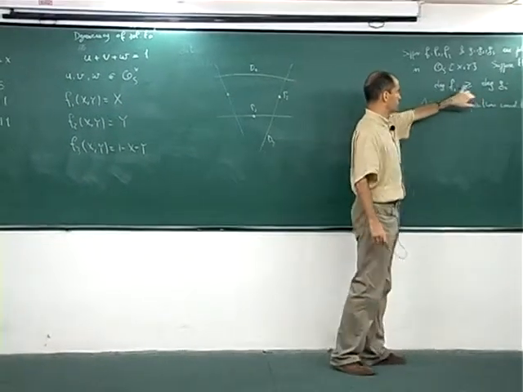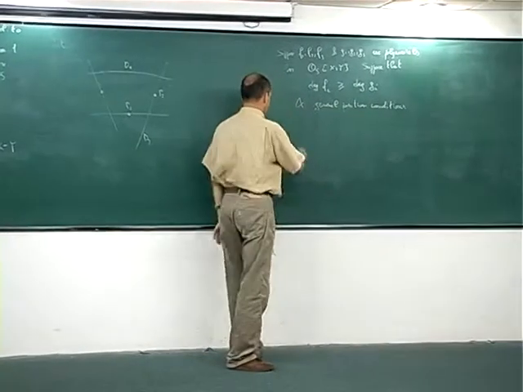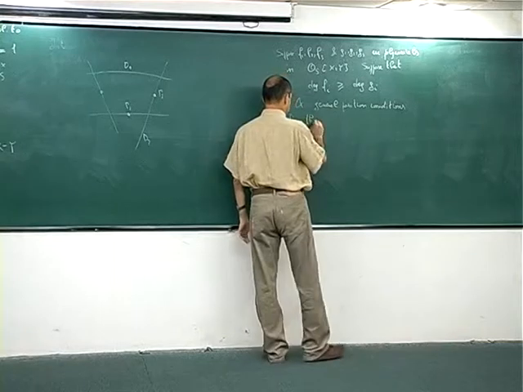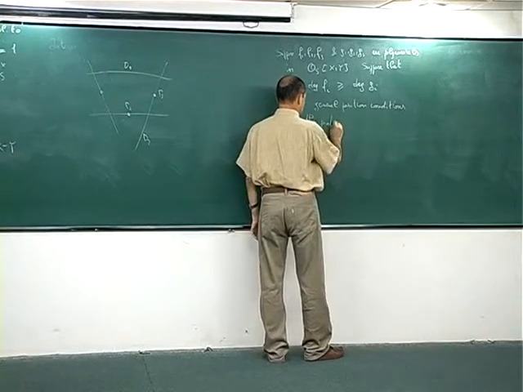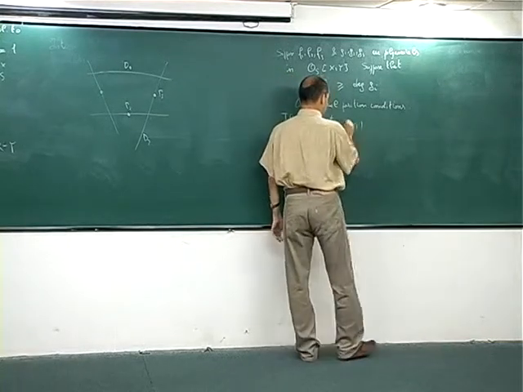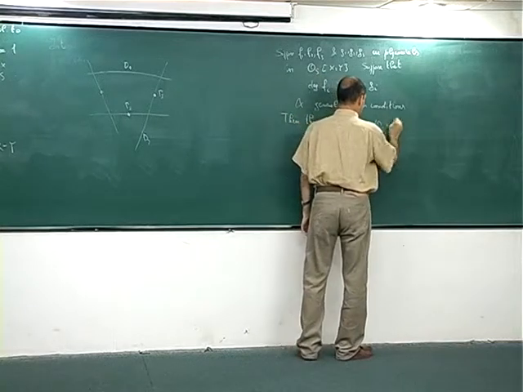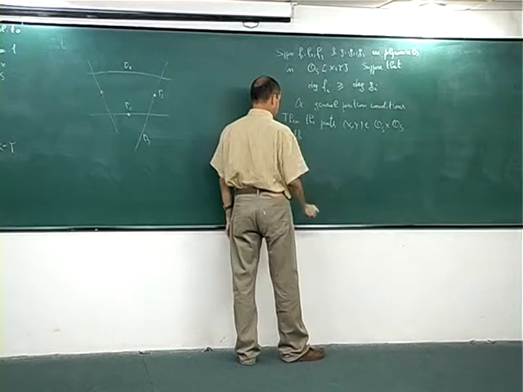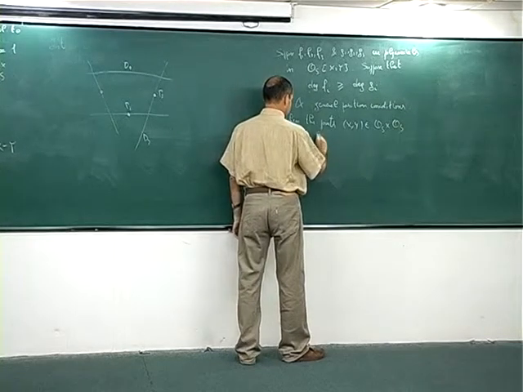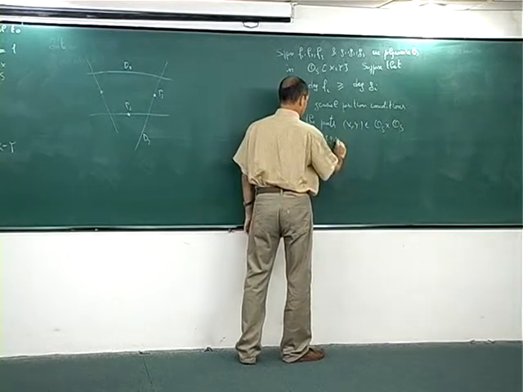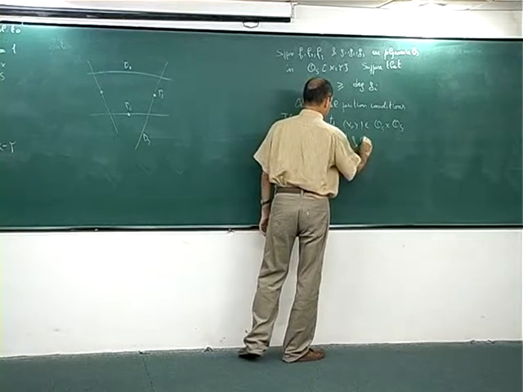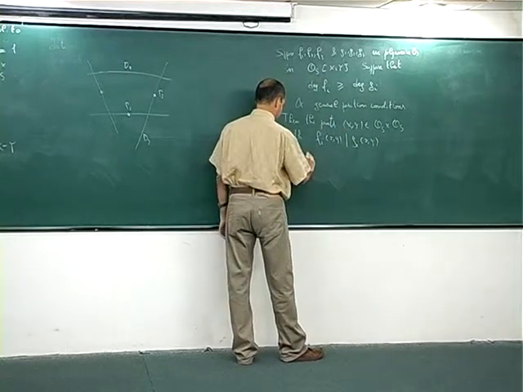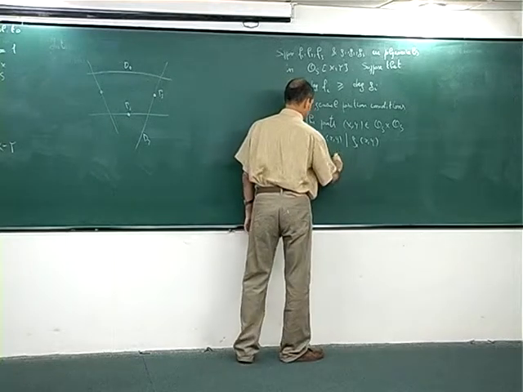But the main point is that inequality. Then points x, y in OS cross OS with Fi of x, y dividing Gi of x, y are not Zariski dense.